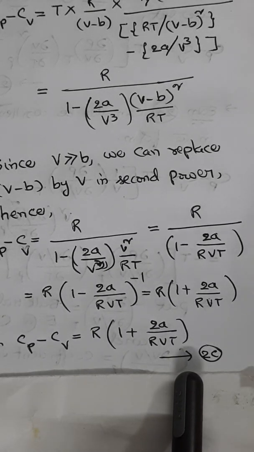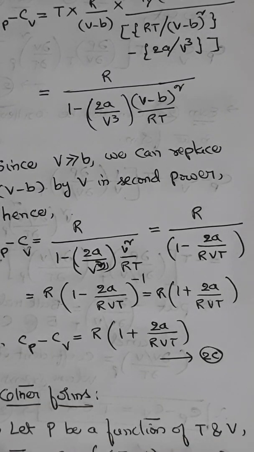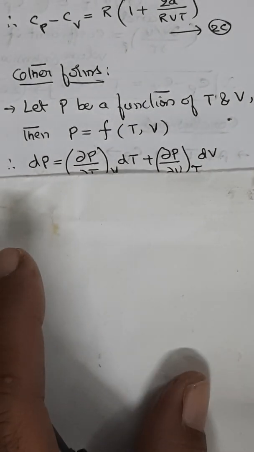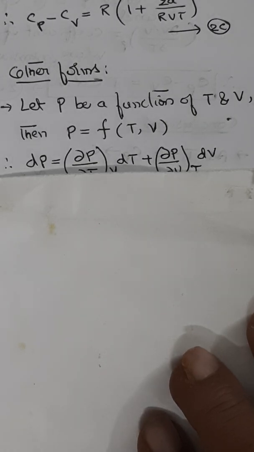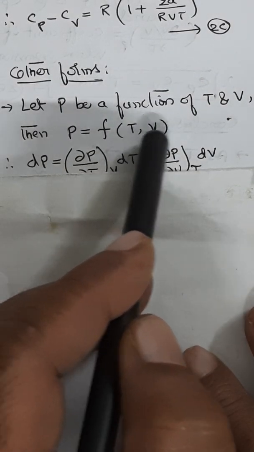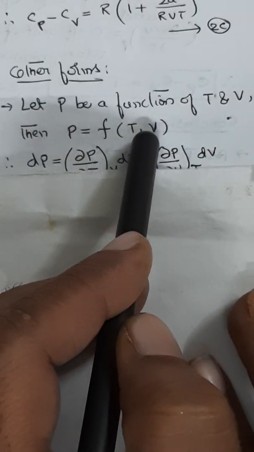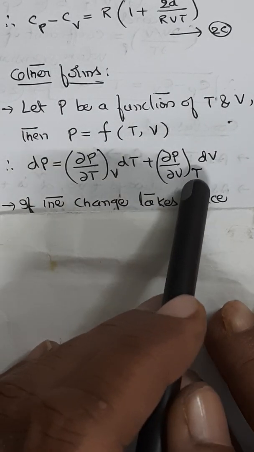There are other forms in which you can represent the same Mayer's relation. Let P be a function of the variables temperature and volume. Then you can write pressure as a function of temperature and volume. Now from this you write the differential: dP will be ∂P/∂T at V dT plus ∂P/∂V at T dV.